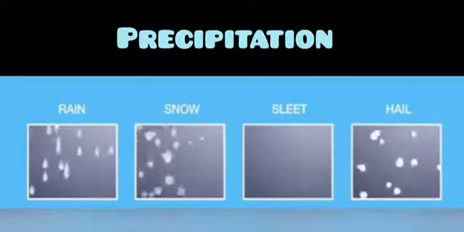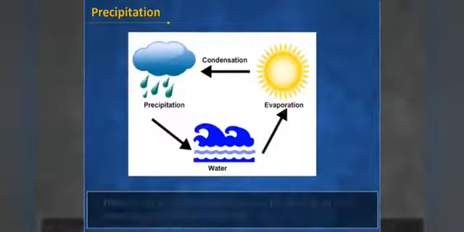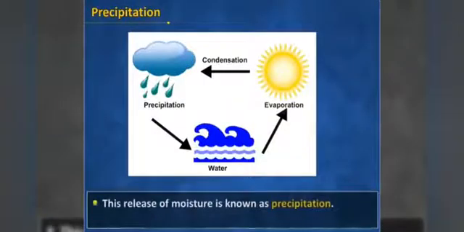Precipitation and types of rainfall. Precipitation. Condensation is a continuous process and the condensed particles grow in size. They fall on the Earth's surface when the air fails to hold them against the force of gravity. This release of moisture is known as precipitation.